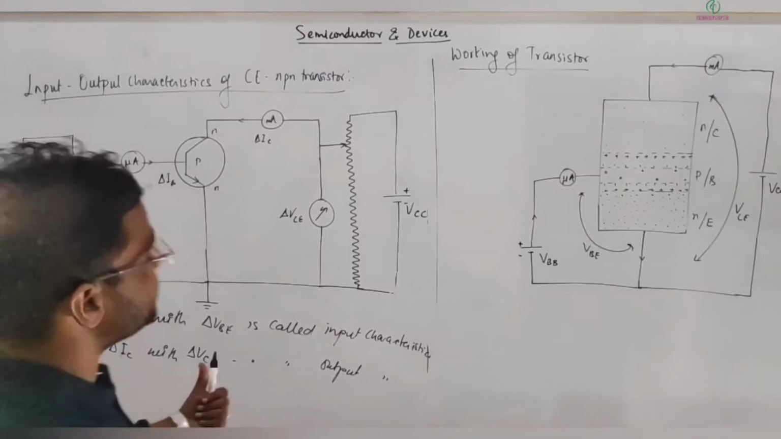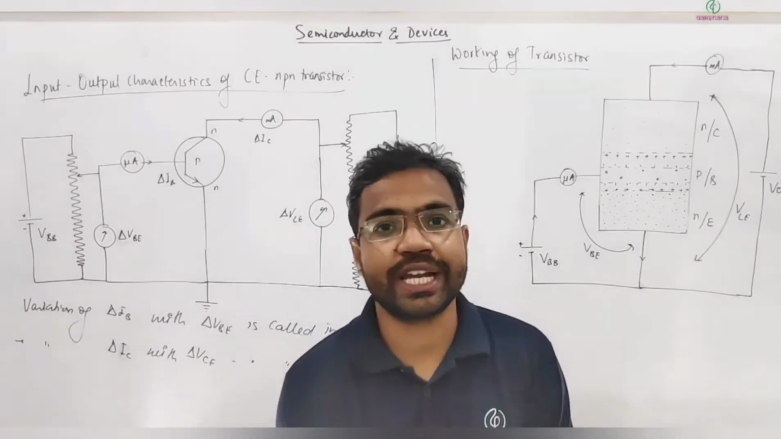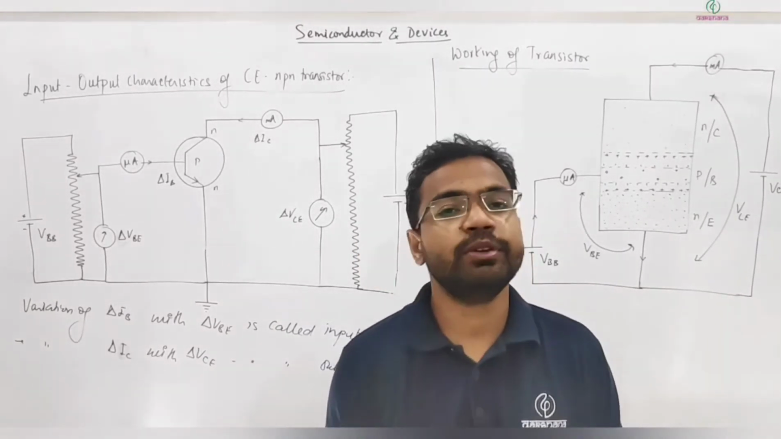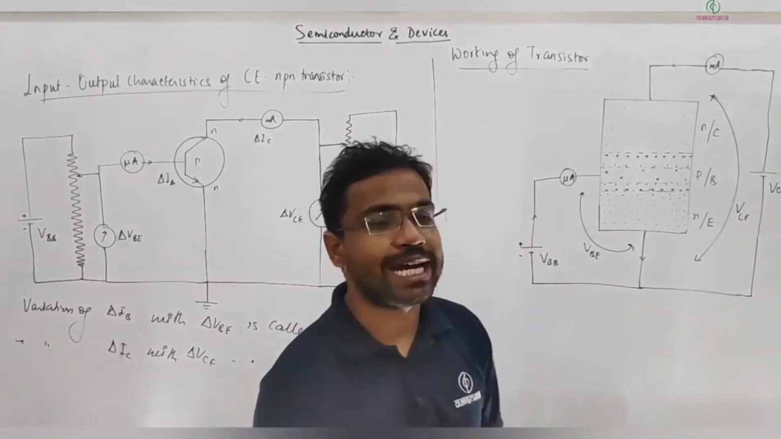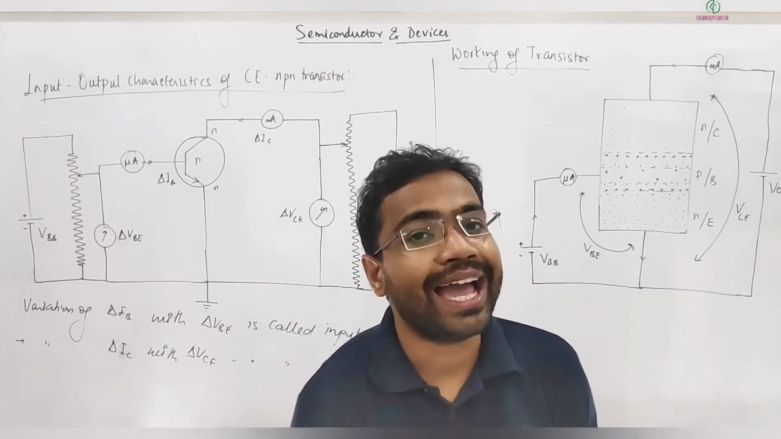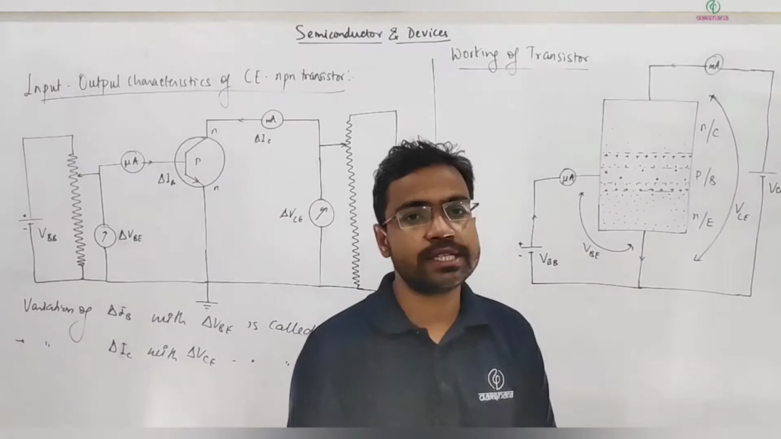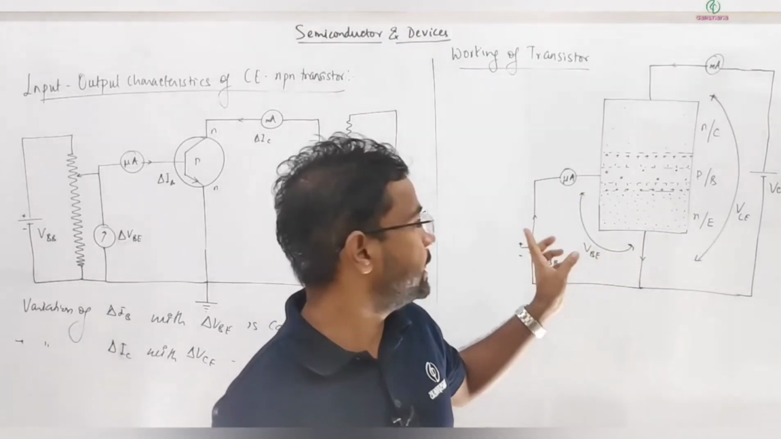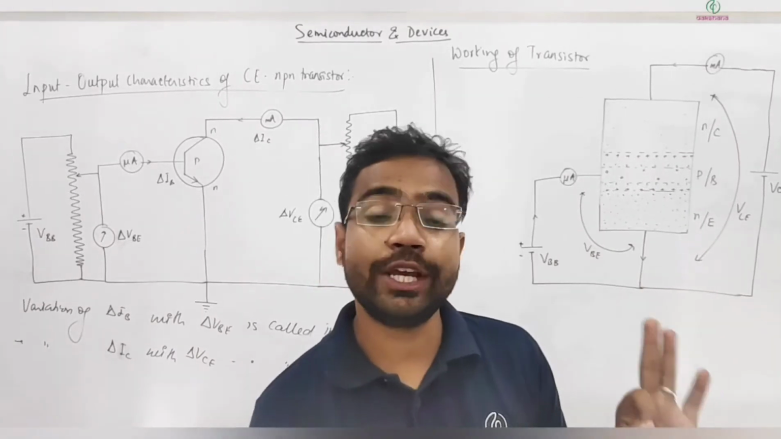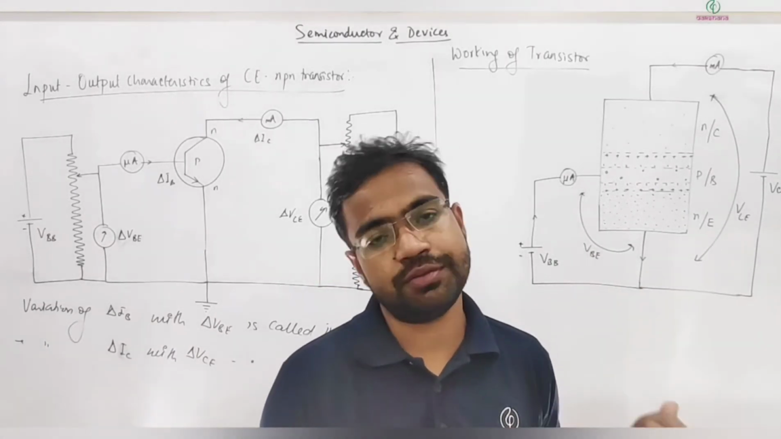Okay, so let's next discuss the input-output characteristics of a transistor. Before that, I just want to tell you about the working, and how the charge carriers and current flow, and how we do the setup in the case of a transistor. Another point is that I'm using only the common emitter configuration of the transistor.